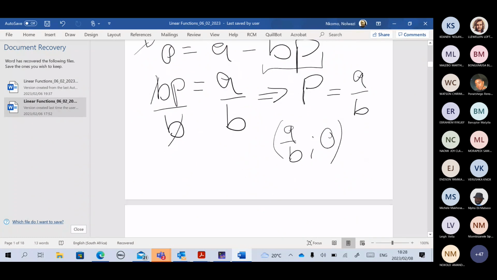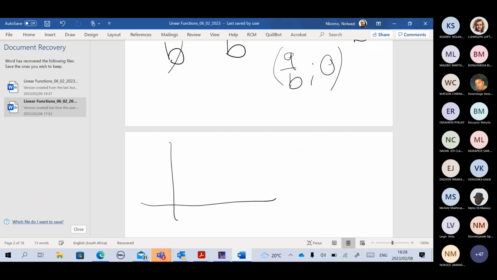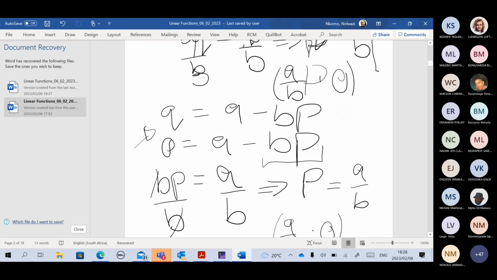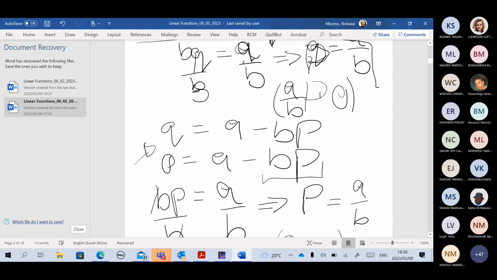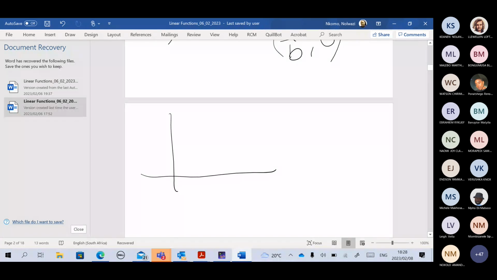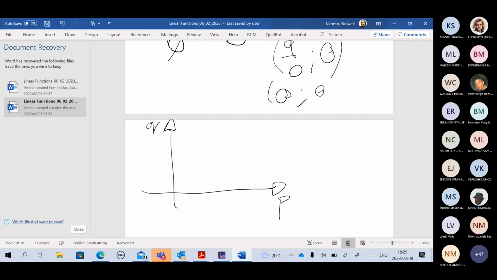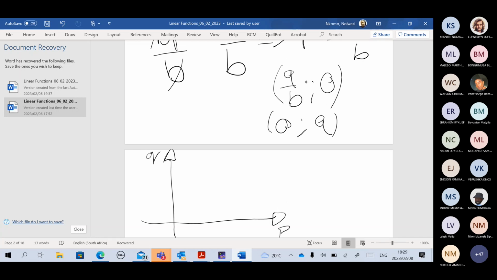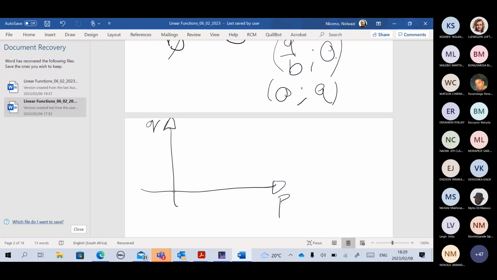since we now have two points, you can just draw your axes. We set the vertical axis, which is Q, and we have the horizontal axis, which is P in this case. And we said we have two points, which is zero, A. And then we have another point, A over B, zero, right? Okay, this one is on the vertical axis. Say we have zero, A, and here we have zero, a number.